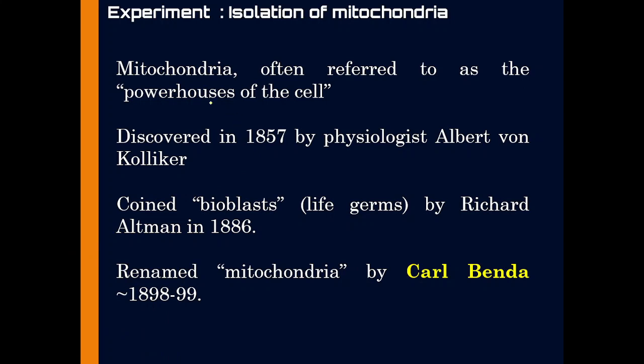So it was, as you say, the powerhouse of the cell. It was discovered by Albert Kolliker in 1857, and then the term was given by Altman, but it was renamed by Carl Benda. So Carl Benda basically renamed the mitochondria, or mitochondrion. So that's how it is there.